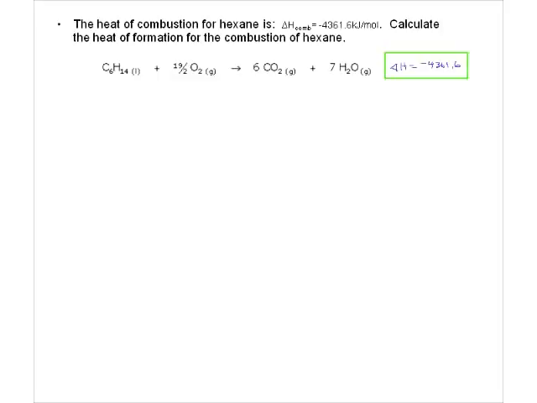So what I'm looking at here is, all right, I don't know what this one is. I'm going to call it X. I know that this is an element in its standard state. It's a free element, so it's going to be 0. I can look up carbon dioxide gas from the table. I've got 6 of them. And I can look up water vapor. It's gas, right? So the value is a little smaller. There we go, and there's 7 of them. So what I'm going to do now is say when I add this and this and this and subtract them, it should equal that.